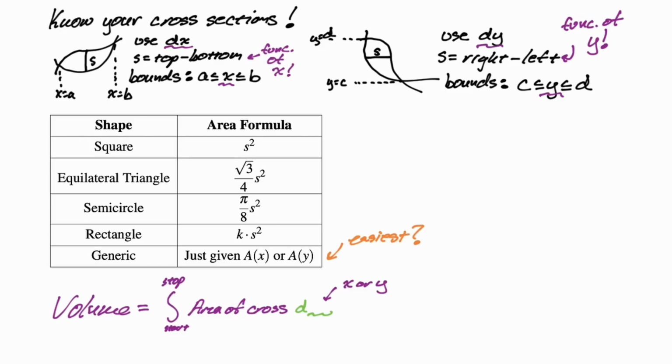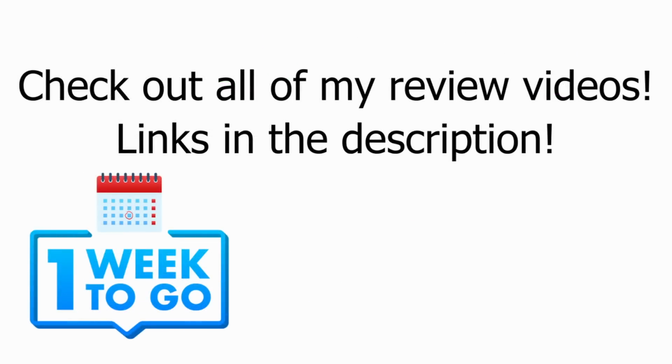But in general, the volume that we get when we have known cross sections is the integral from wherever you're starting to stopping, could be x values, could be y values, of the area of a cross section. So you're just going to integrate the area of the cross section, d whatever. If it's perpendicular to the x-axis, it's x. If it's perpendicular to the y-axis, it's y. So that's a bunch of stuff that I wanted to really highlight.